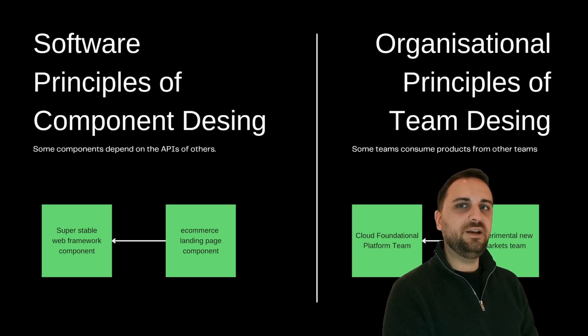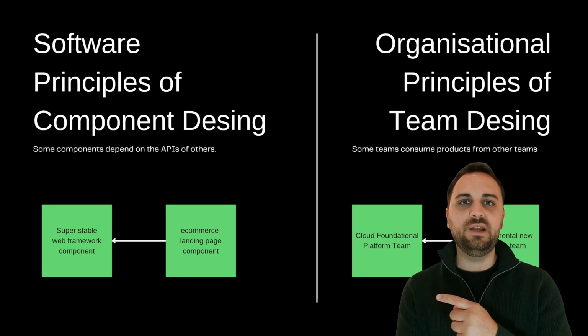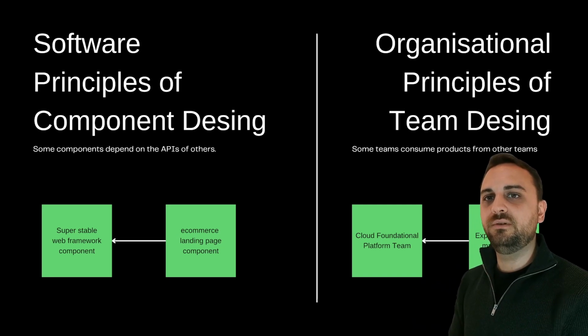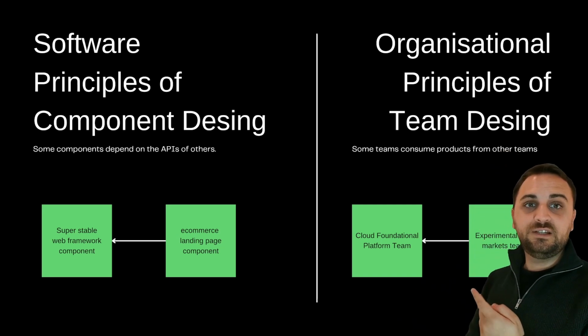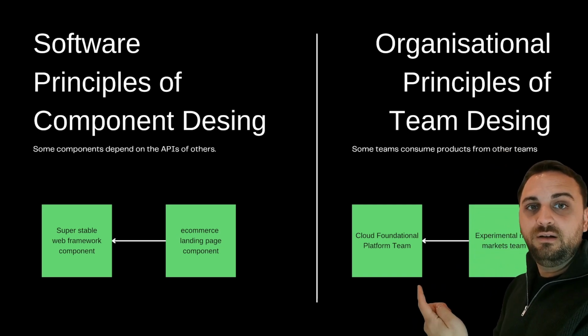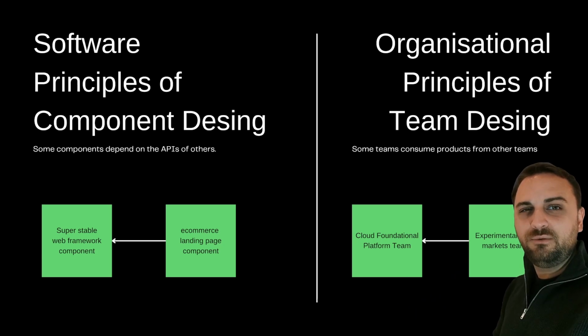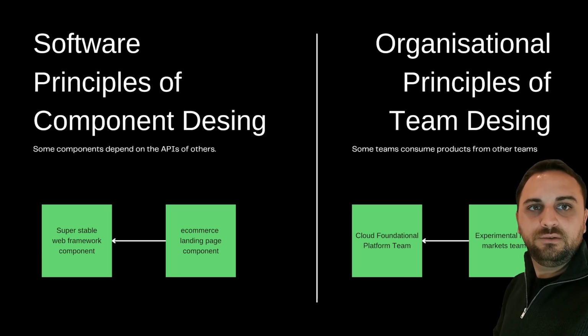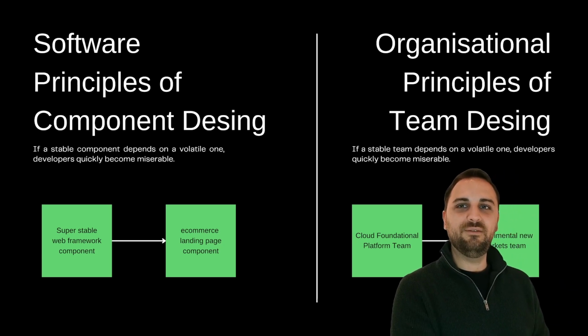What if we draw some dependency arrows here? So if an e-commerce page depends on a super stable web framework, there's no problem. That experimental new markets team depends on a super stable cloud foundational platform team. It's okay. Like they can get their job done. But if we flip those arrows around, we have some problems, right?